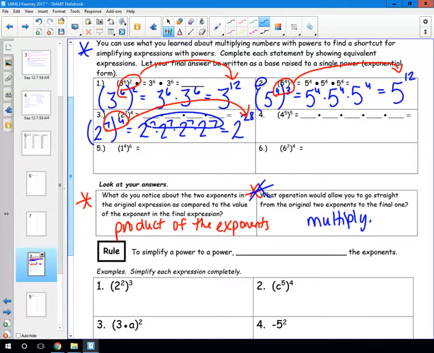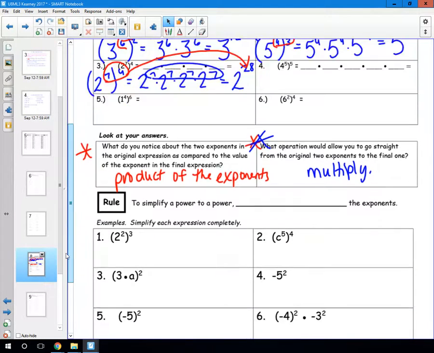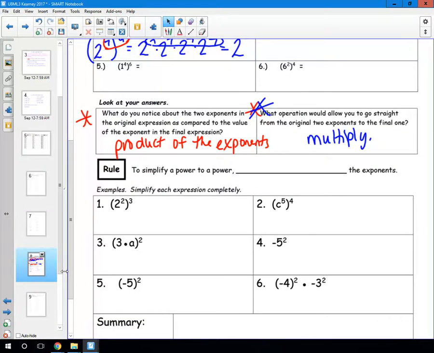Okay, and if you're not seeing this, I'm going to work with you a little bit more when you come to my station. So my rule right here is to simplify a power to a power. Anytime you have a power to a power, you're actually just going to multiply the exponents. Okay?